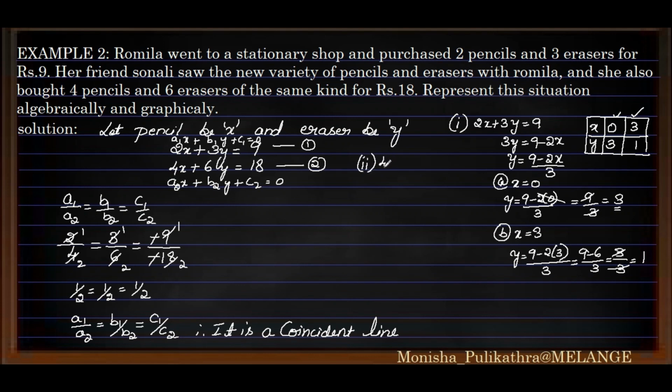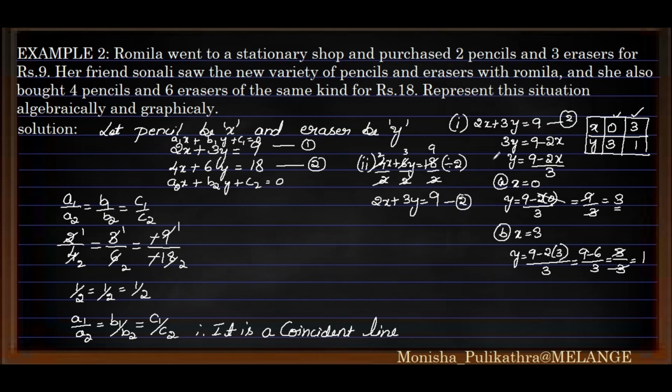That is 4x plus 6y is equal to 18. See this equation, all the 3 numbers are divisible by the same number, that is 2, right? So divide by 2, divide by 2 and divide by 2. So what will it become? 2 2s are 4, 2 3s are 6 and 2 9s are 18. That is 2x plus 3y is equal to 9. This will be equation 2 and this will be equation 1.